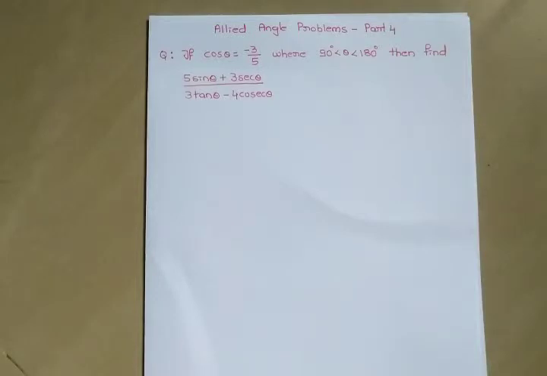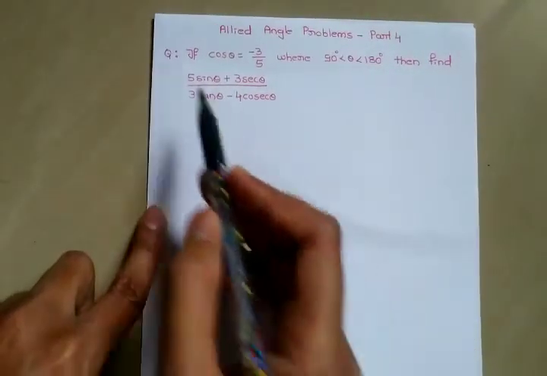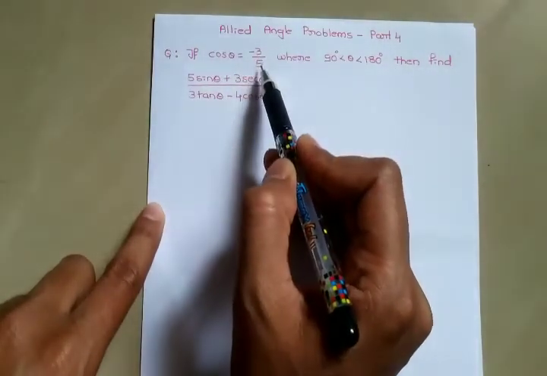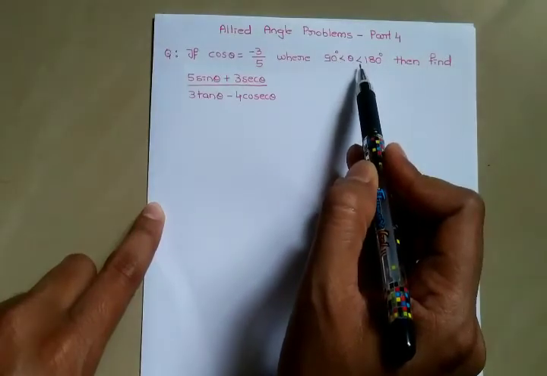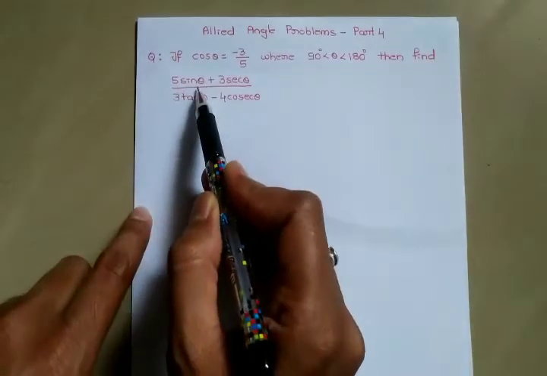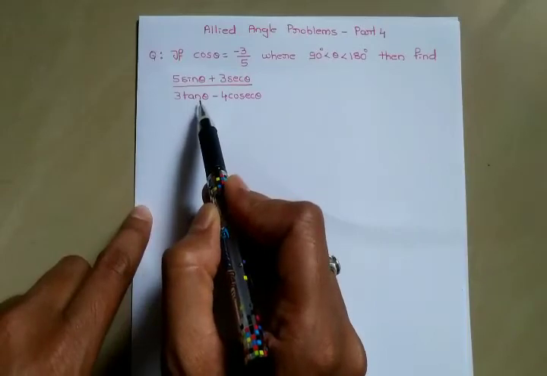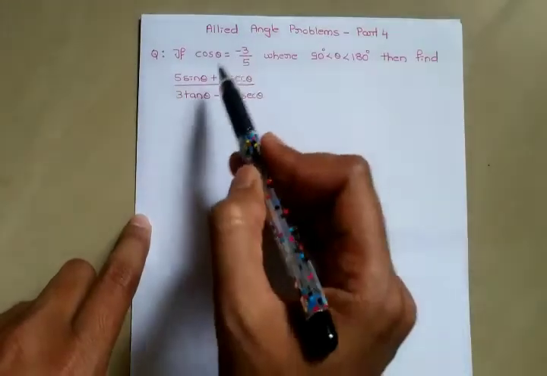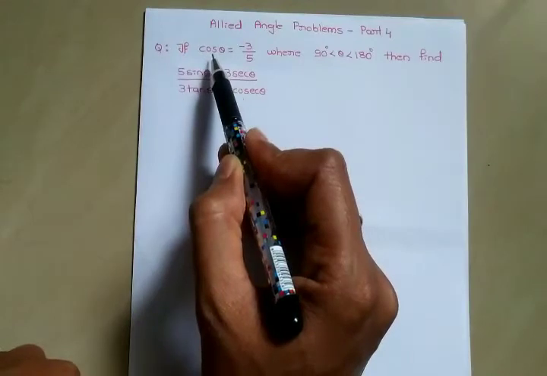Hello everyone, in this video we will see allied angle problems. In this question, if cos theta is equal to minus 3 divided by 5, where 90 degrees is less than theta less than 180 degrees, then find (5 sin theta plus 3 sec theta) divided by (3 tan theta minus 4 cosec theta).